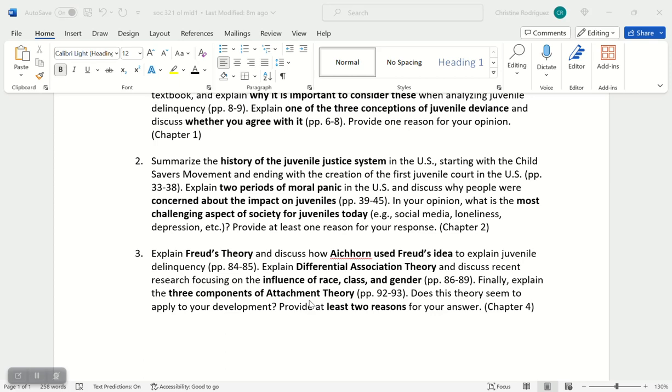Freud's theory is a very well-known one, the id, the ego, and the superego, and Acorn did use it to try to explain juvenile delinquency.